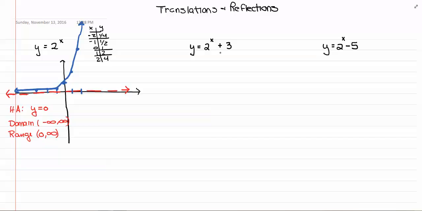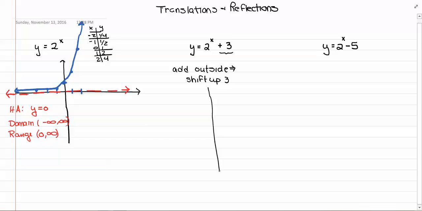So for example, if I add 3 outside of the function, adding or subtracting outside the function is going to be a shift up or down. So if we're adding outside, that's going to mean it's going to shift up 3 units in this case. Which means this entire picture, including the horizontal asymptote, is going to go up, still retaining that same hockey stick shape.